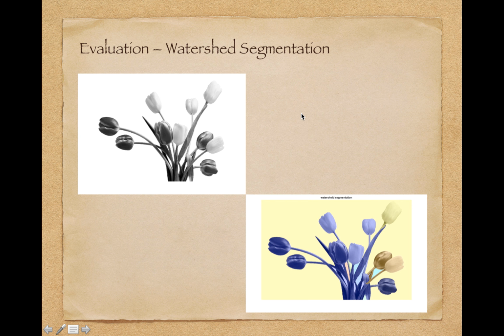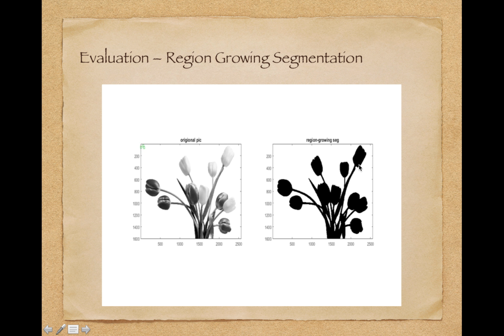And here are the simulation results of watershed segmentation. It's the green color version of the simulation result of watershed segmentation. It is the recolored version of the simulation result of watershed segmentation. And here is the simulation result of region growing segmentation. Here is the original picture, and the green part is the chosen seed point. And here is the segmented simulation result of region growing segmentation.